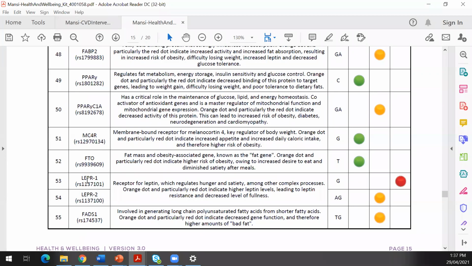So they are looking at leptin also. People who say that they are not able to reduce weight because they are not able to control their hunger, it is because there is a double mutation here.